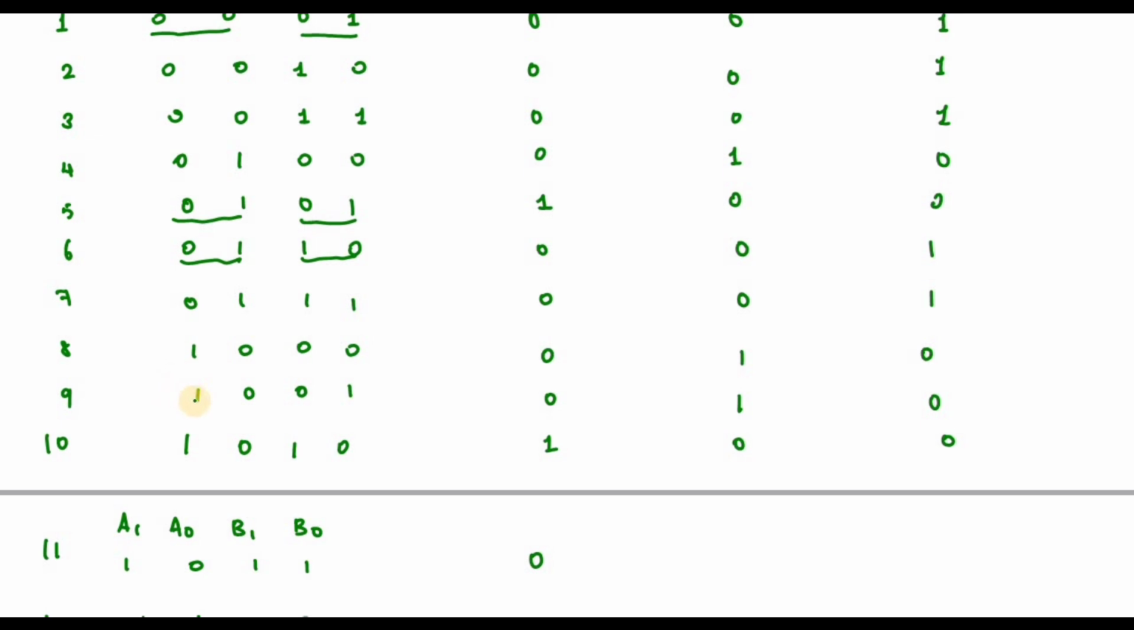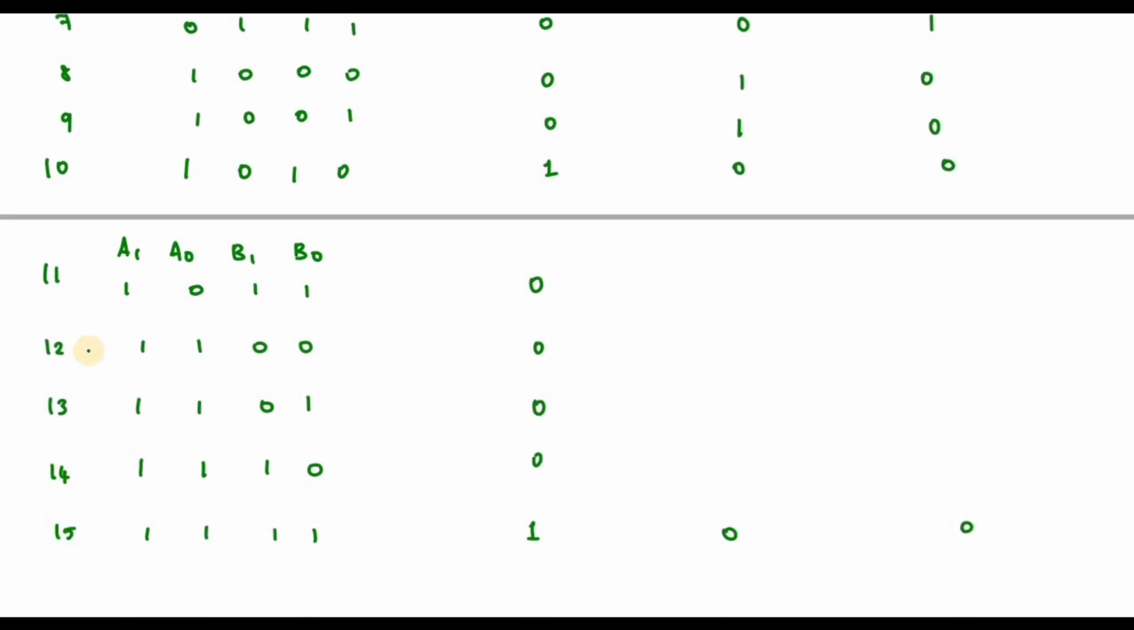Since this is 2 bits, A1 is taken as 2 and A0 is taken as 1. Okay. So this is 2 and this is 1. So A1 is greater than B1. Similarly, if we see B1 is greater, so B1 B0 is greater, A1 A0 is greater. Okay.